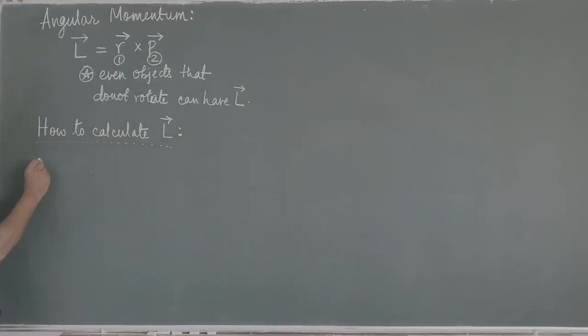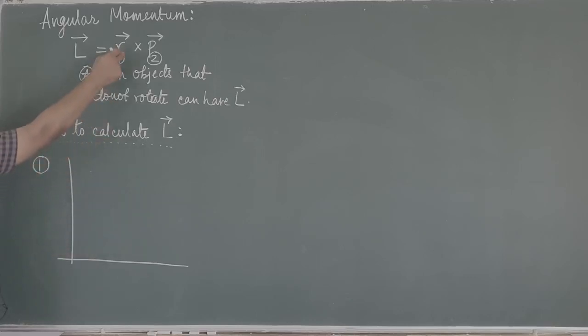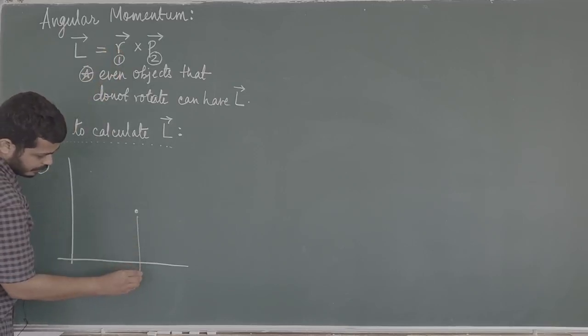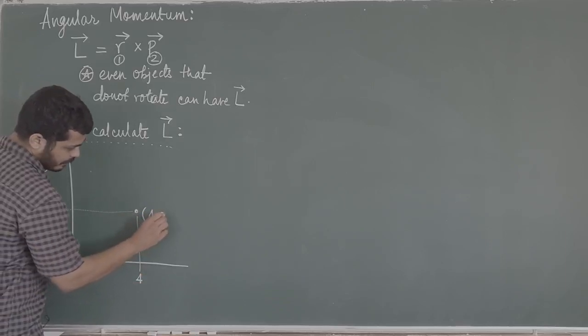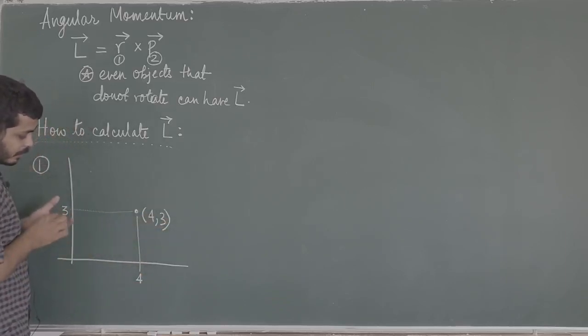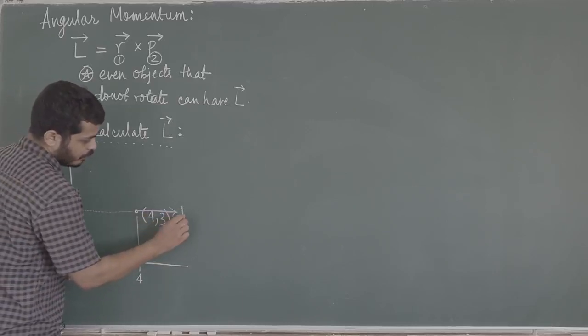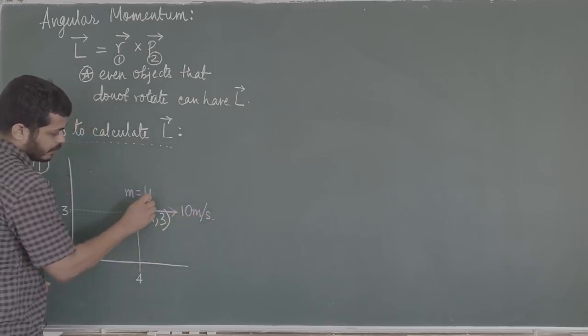Let's go for the first question and let's see how it's done. Let us say that there is an XY coordinate system. We require a coordinate system to define R vector. At some point, let's say this distance is 4 and this distance is 3, so at the point (4, 3), there is an object going forward at a speed of, let's say, 10 meters per second, and the mass of the object is 1 kg.